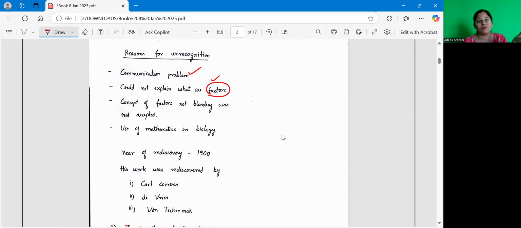But when someone was asking, Bhaiya, what is a factor? He was not able to explain exactly what the factors are, where they are present, and how they are actually getting transferred from parents to progeny. He was not able to explain all those things. Next, the concept of factors not blending was not accepted.